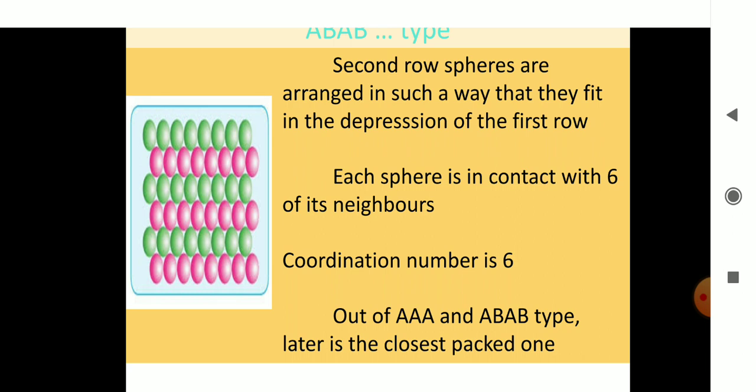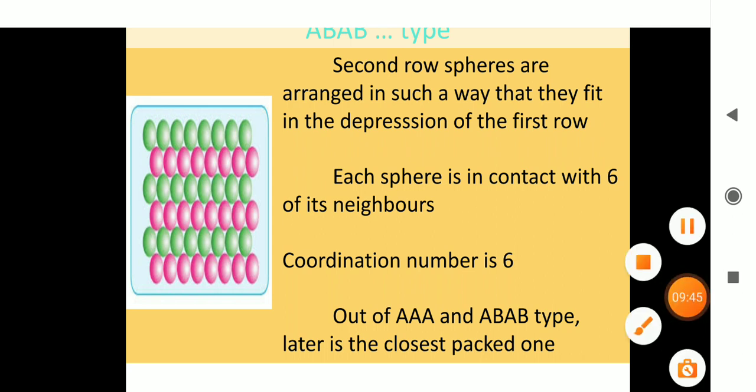Okay, and so this arrangement is called ABAB type arrangement. Now let us calculate the coordination number. So what is called coordination number? The number of neighboring particles per atom is called coordination number.